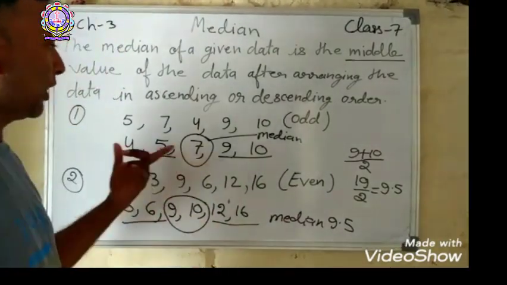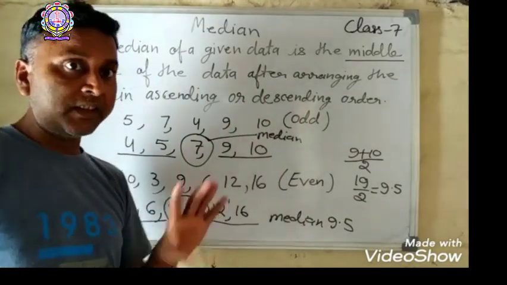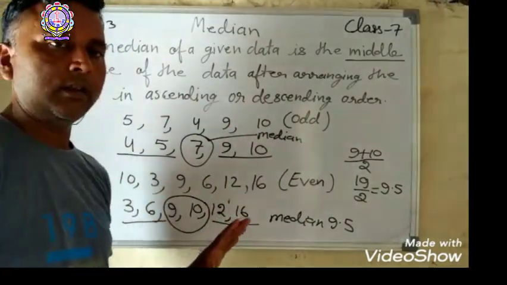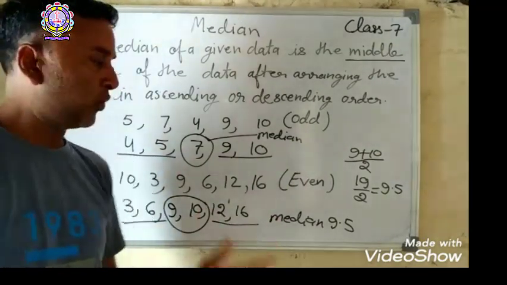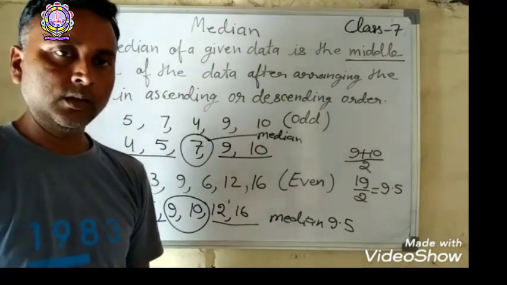So that is how to find the median when observations are even in number, and how to find the median when observations are odd in number by trick. So this is the trick. Now we learn how to find it with the help of a formula. Okay.